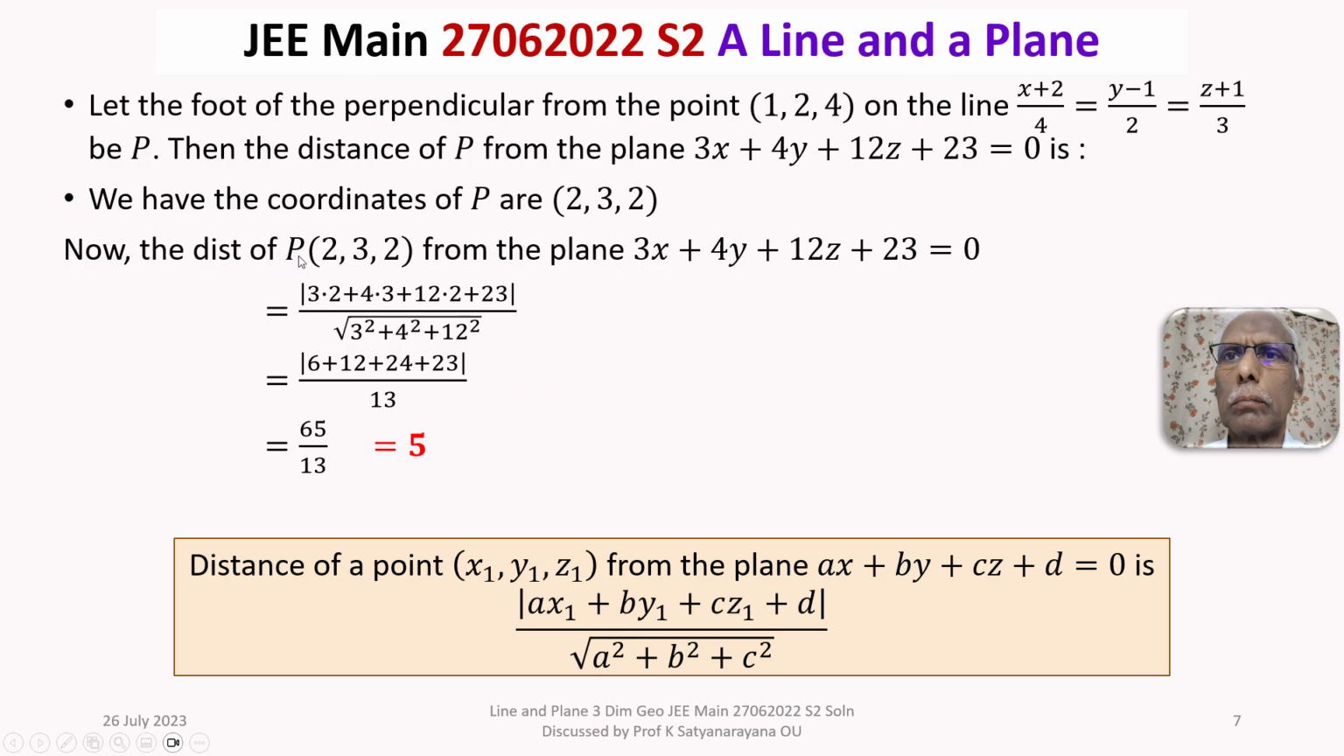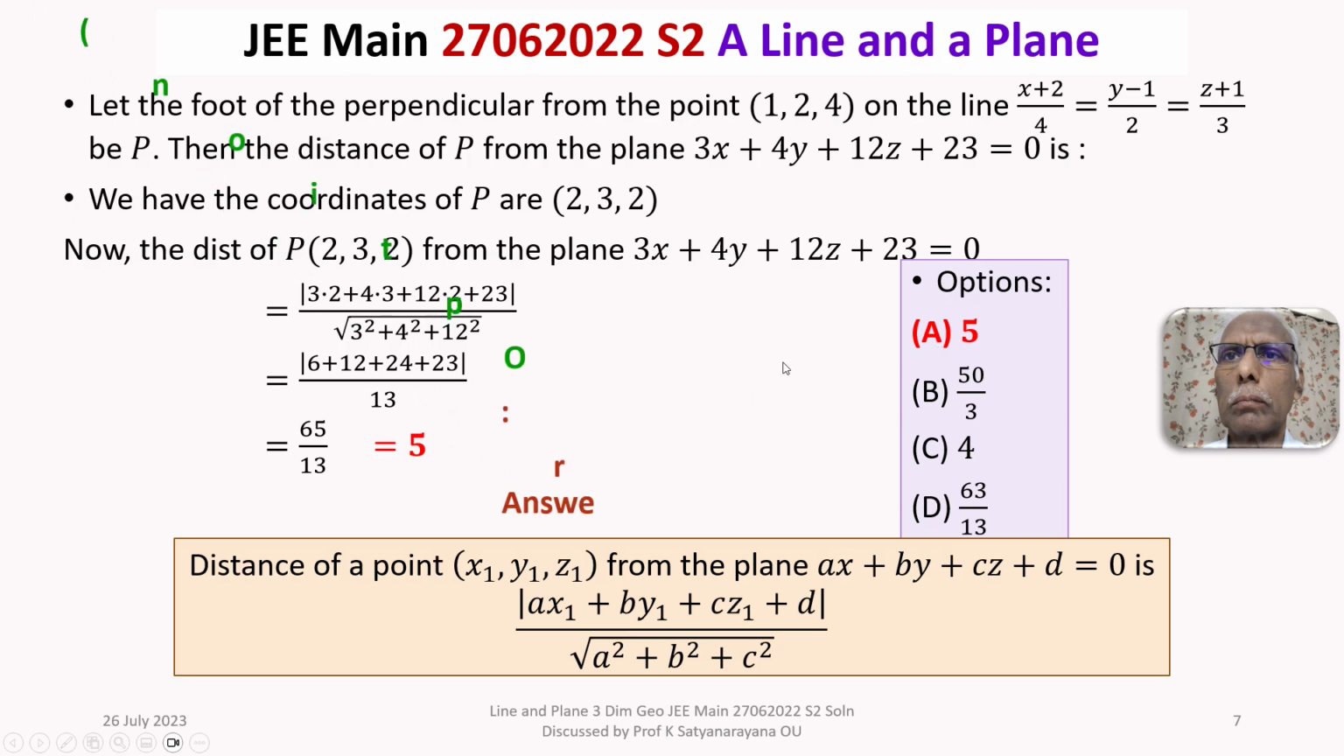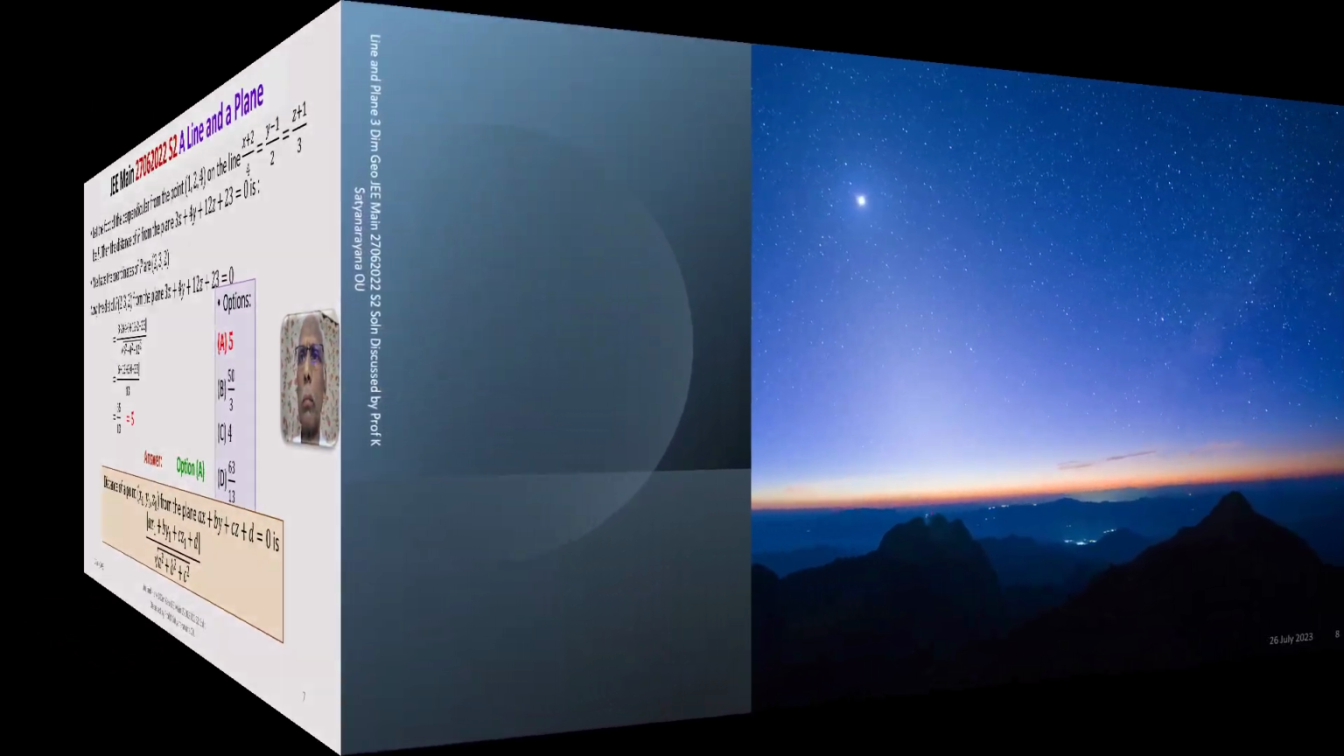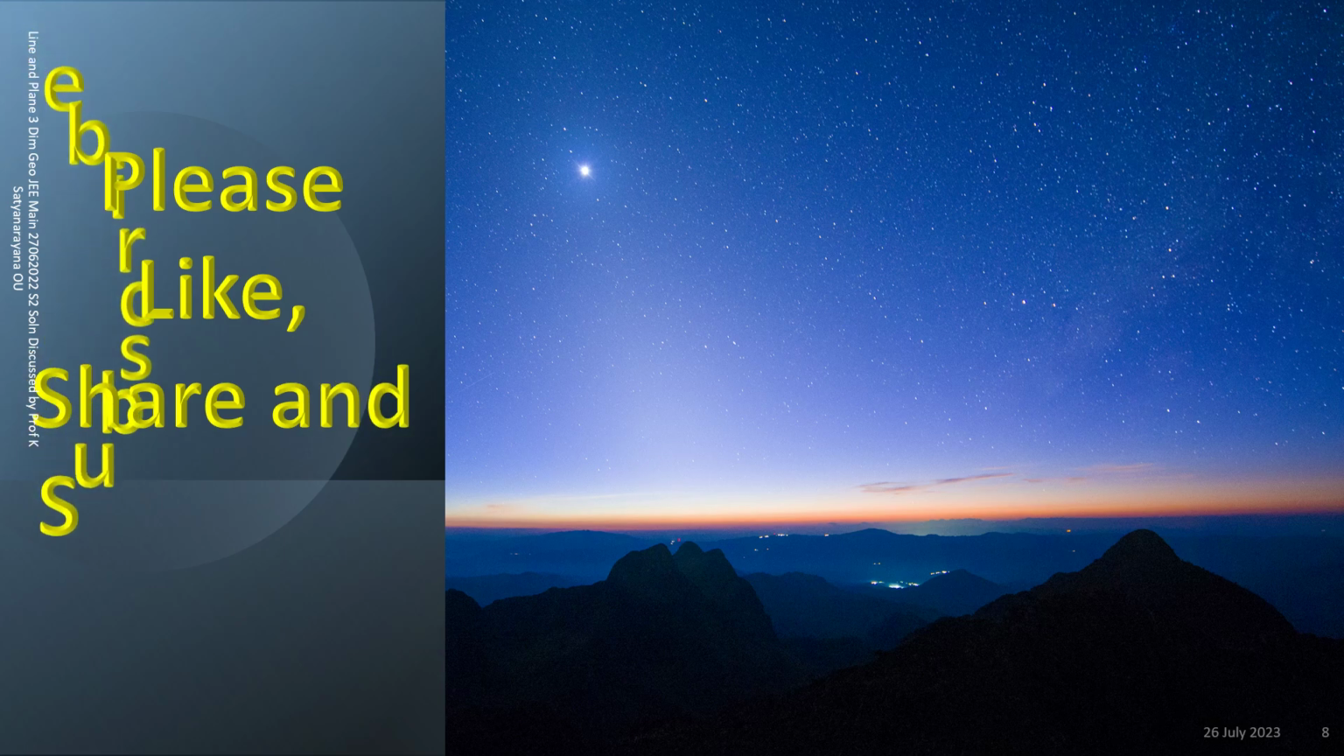Thus the perpendicular distance of the point P from the plane 3x + 4y + 12z + 23 = 0 is 5. Let's look at our options. Our answer 5 appears against option A. Therefore, the answer to this question is option A. So that is the detailed discussion of the solution of the problem related to a line and a plane in three-dimensional geometry. I am sure that you have understood the solution of this problem, and I wish you all the best. Thank you.